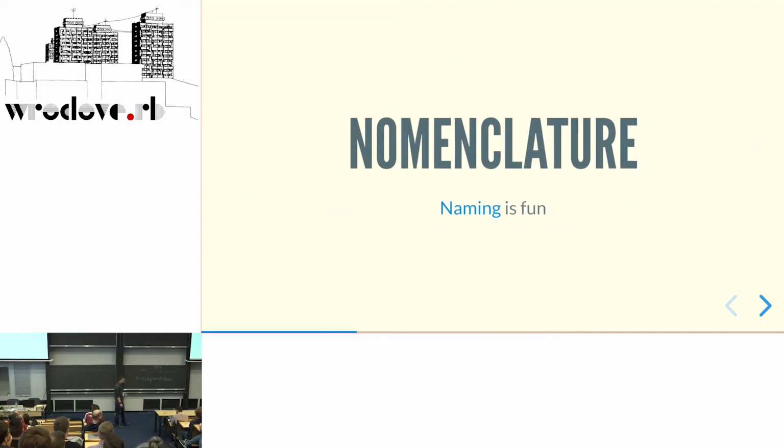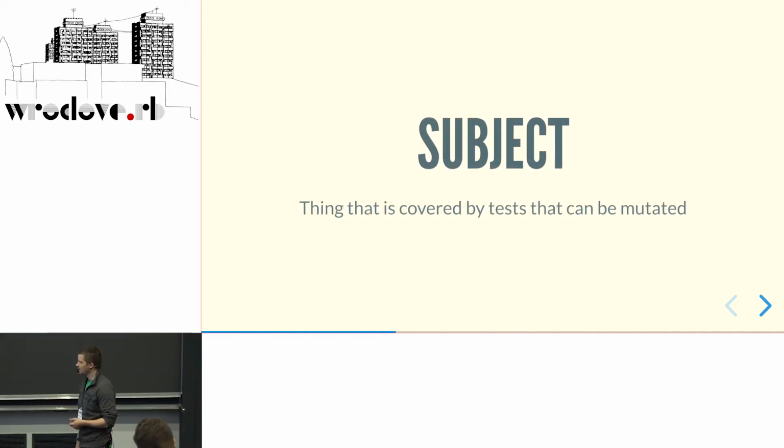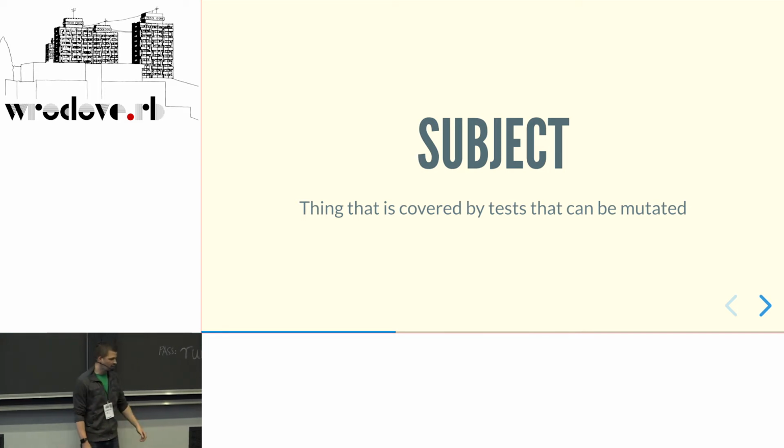Okay, so because naming is fun and because I'm the author of the tool, I was in the fortunate position to make up lots of names, and we need to go through these names to be able to explain further concepts. If you later get a hand on this slide, everything which is blue links to the Mutant documentation. You should be able to click on it and then get a much more verbose version than I can present in this talk under time constraints. There is a subject. A subject is anything which has tests and can be mutated. Currently Ruby, or my tool Mutant, only supports instance methods and class methods. There are other possibilities in the future.